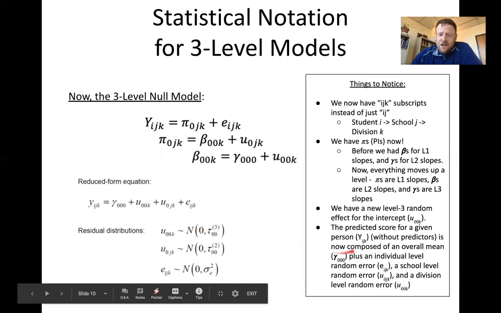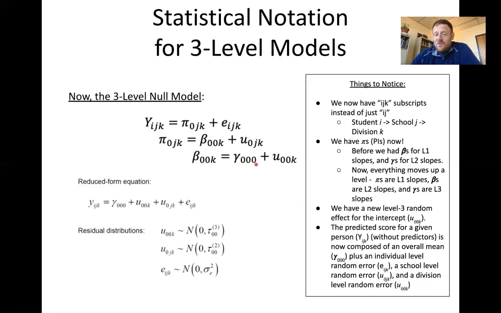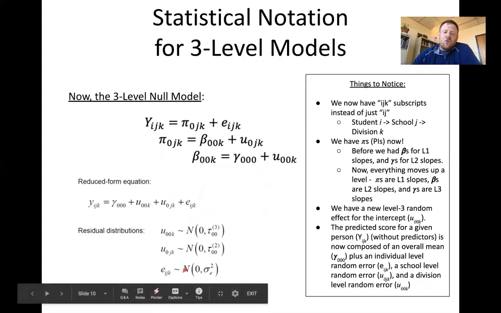So in other words, the predicted score for a given person here now is gamma 000, and that is an overall average, plus random deviation at the division level, plus random deviation at the school level, plus random deviation at the individual level. Pretty wild, huh? Pretty interesting. And then, of course, our residual distributions, we now have another random effect.